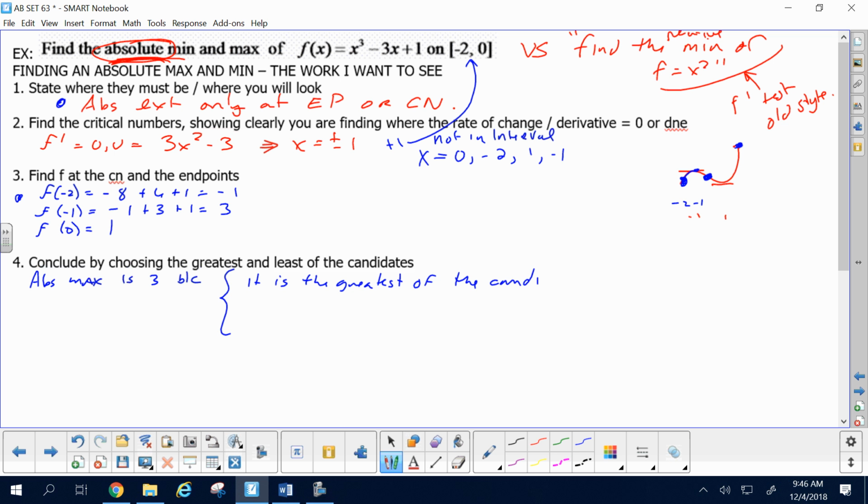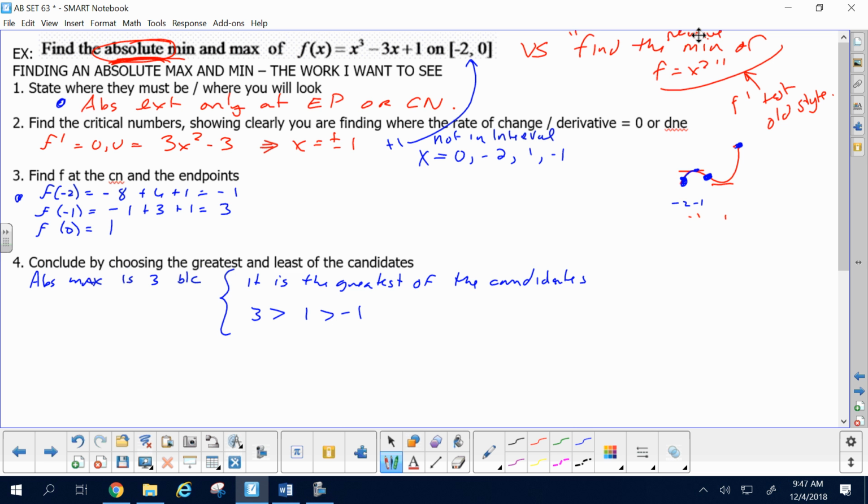And you say it in words. That's pretty common on the AP rubric, you'll see that written. Another is to say that in math, because 3 is greater than the other two candidates. Now those really say the same thing. The candidates for absolute max are these y values, and 3 is the greatest of those y values. They're both fine, either one's fine, whichever you prefer.